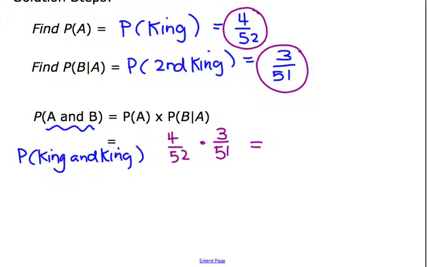So we multiply those two numbers together. Remember, when you multiply fractions, you always multiply across. So you get a 12 out of 2,652 chance.